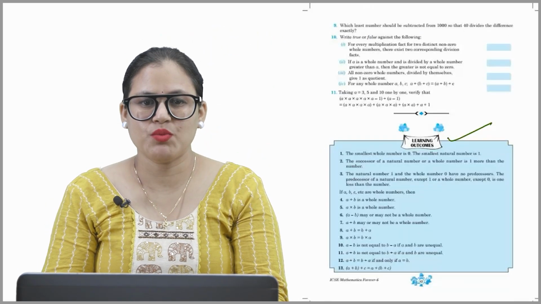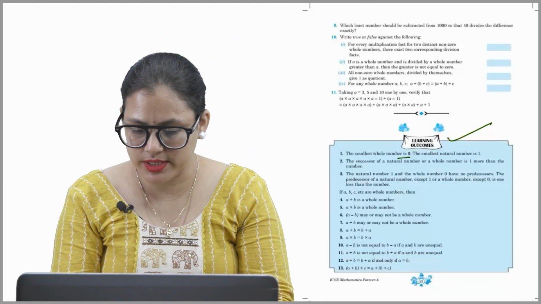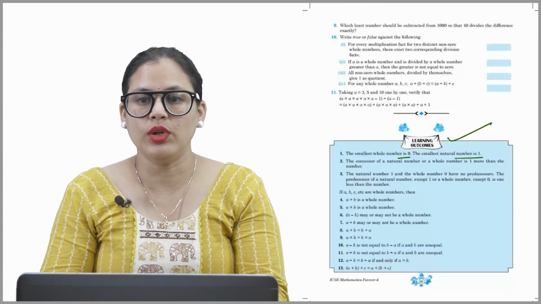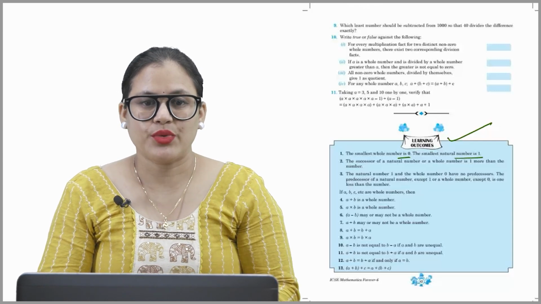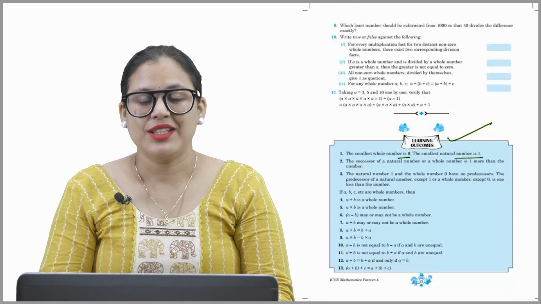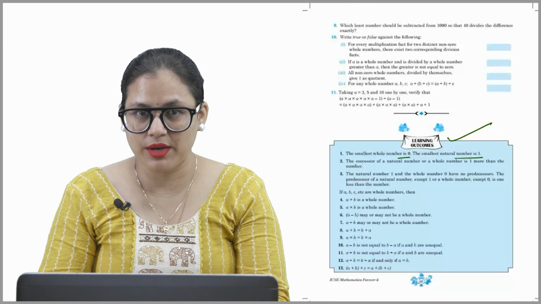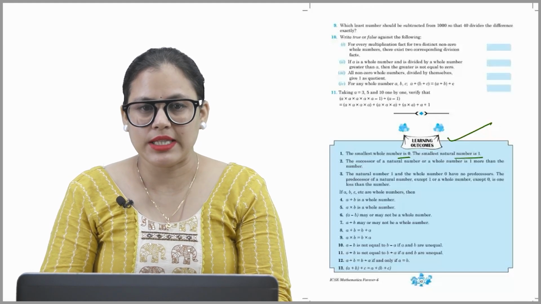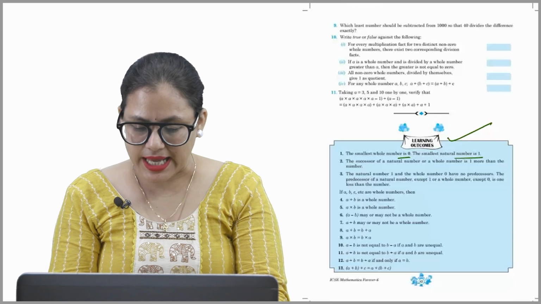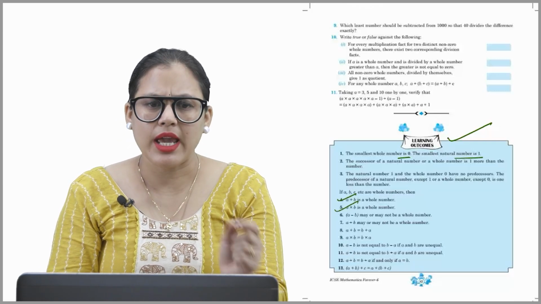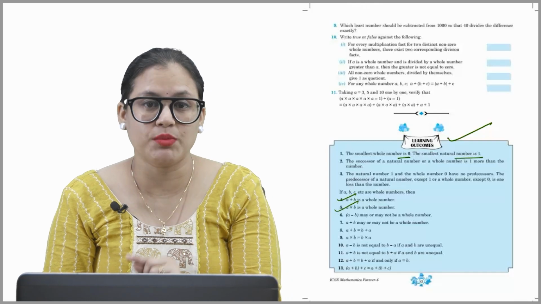Learning outcomes. 1. The smallest whole number is 0. The smallest natural number is 1. 2. The successor of a natural number or a whole number is 1 more than the number. 3. The natural number 1 and the whole number 0 have no predecessors. The predecessor of a natural number except 1, or a whole number except 0, is 1 less than the number. If a, b, c, etc. are whole numbers, then a plus b is a whole number, a into b is a whole number, a minus b may or may not be a whole number.